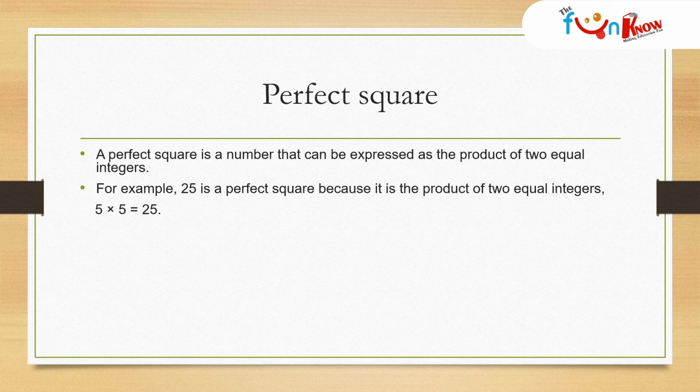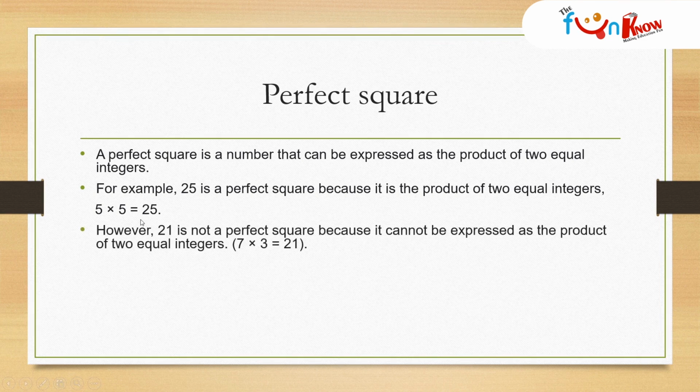For example, you can see 25 is a perfect square because 5 into 5 is 25. Now here, 7 into 3 is 21, but 21 is not a perfect square. Why? Because one number is 7 and the other number is 3. These numbers are not equal, and just because the two numbers are not equal, their product cannot be expressed as a perfect square. Just because of this, students, 21 is not a perfect square.